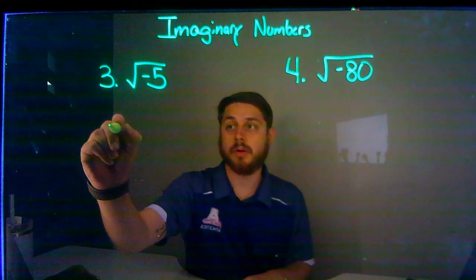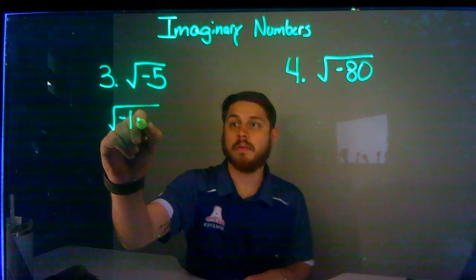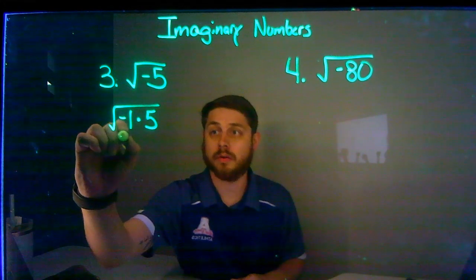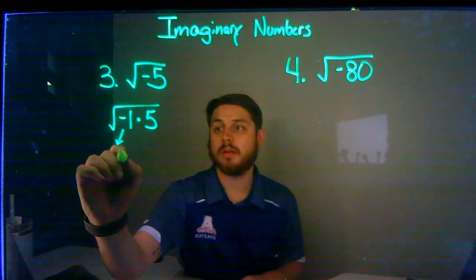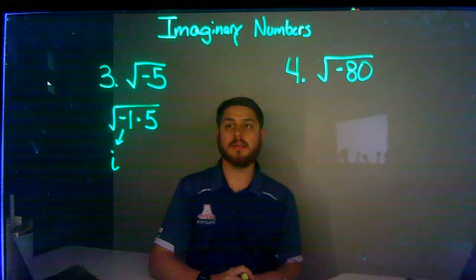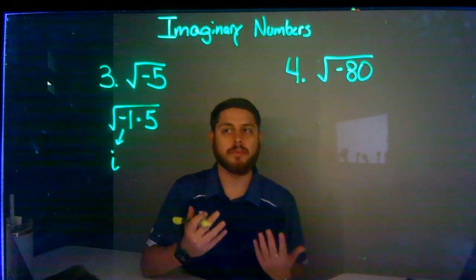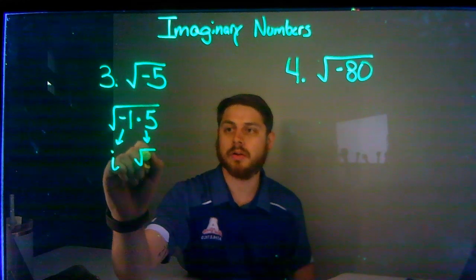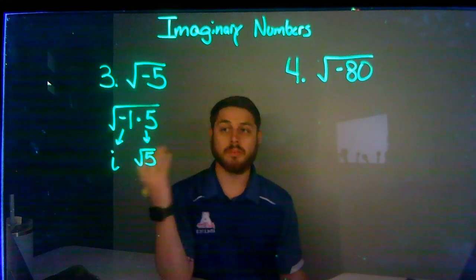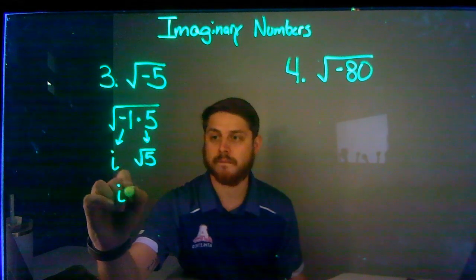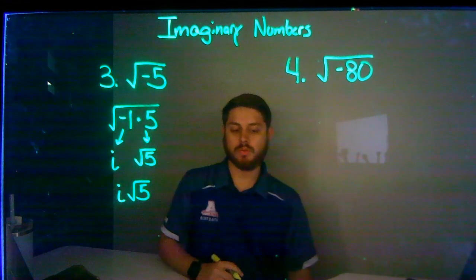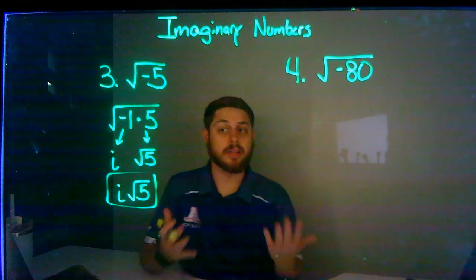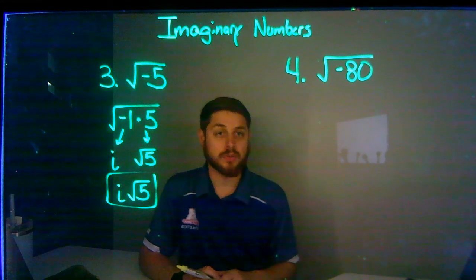Again, first things first, I'm going to rewrite this as -1 times +5. And again, the square root of -1 is i. Well, the square root of 5, I can't simplify that any further. So that's just going to be the square root of 5. So the answer that I have here is i square root of 5. Now, if I'm able to break up 5, then I would break that up even further. But in this case, I was not able to.